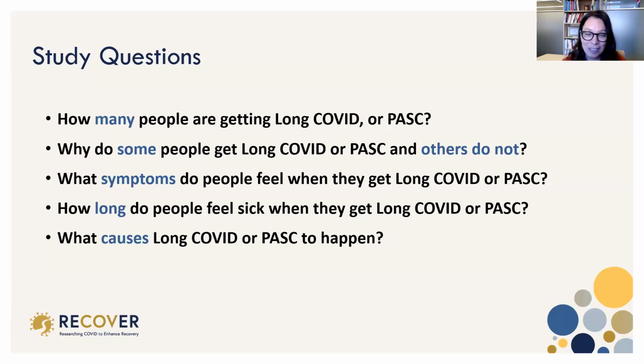As with both of the large observational cohort studies in Recover, we are asking some core questions. How many people get long COVID? Why do some people get long COVID and others do not? What are the risks for long COVID? What symptoms do people feel when they get long COVID? How can we, in other words, identify or define it? How long do people feel sick when they get long COVID? What's the trajectory? And finally, what causes long COVID? What goes on in the body? What are the pathophysiologic changes that are happening in people with long COVID?